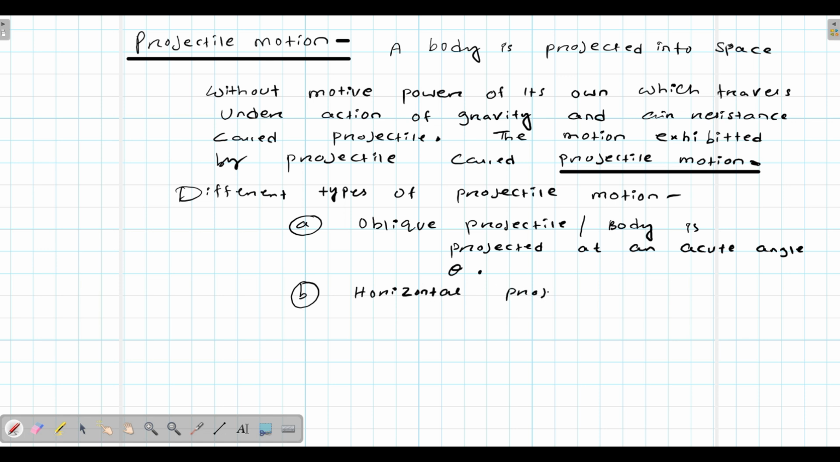Oblique projectile, where the body is projected at an acute angle theta. Second is horizontal projectile, where the body is projected horizontally from a height. So these are two different types of projectile. We'll study oblique projectile in detail first, and in the next video we'll study horizontal projectile.